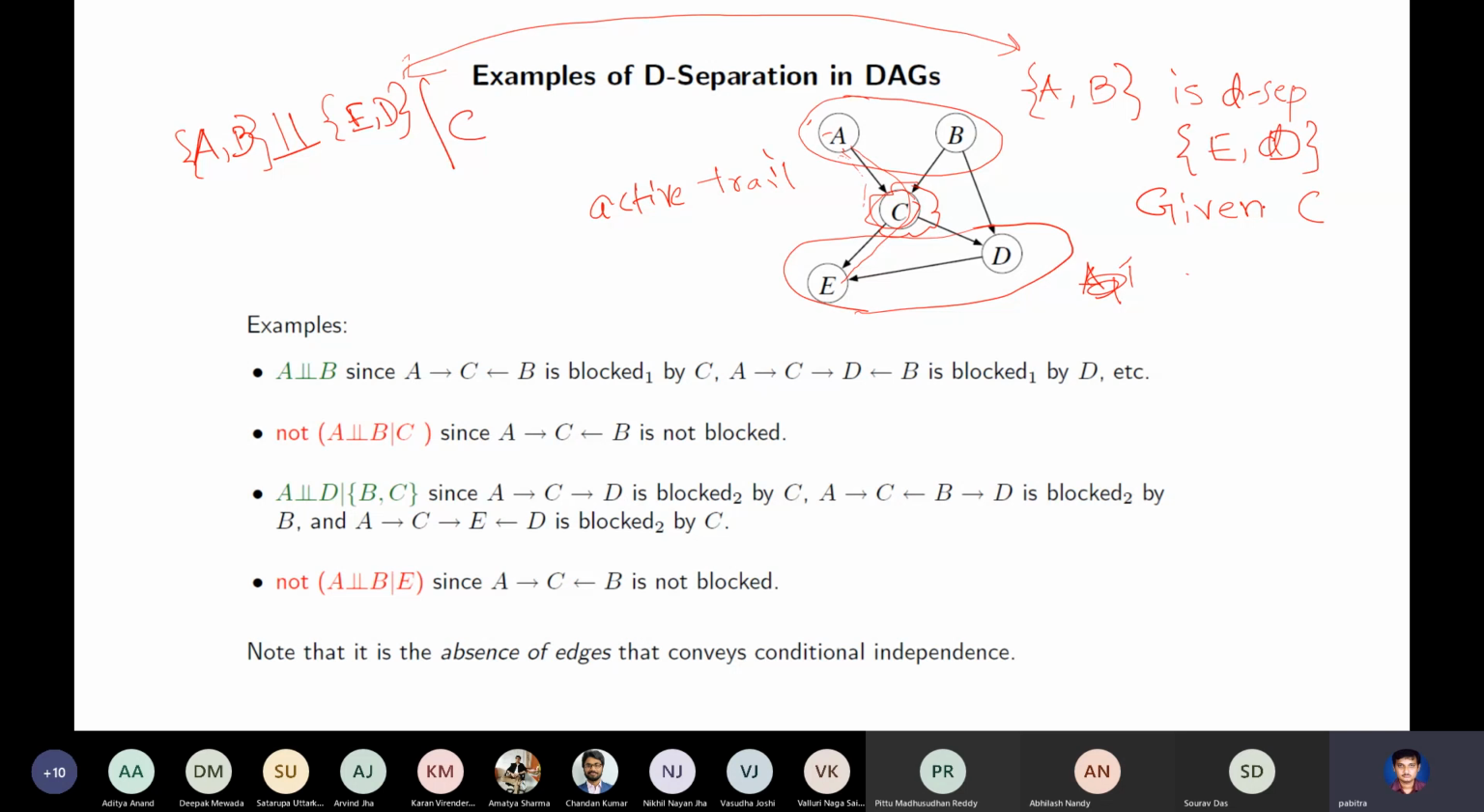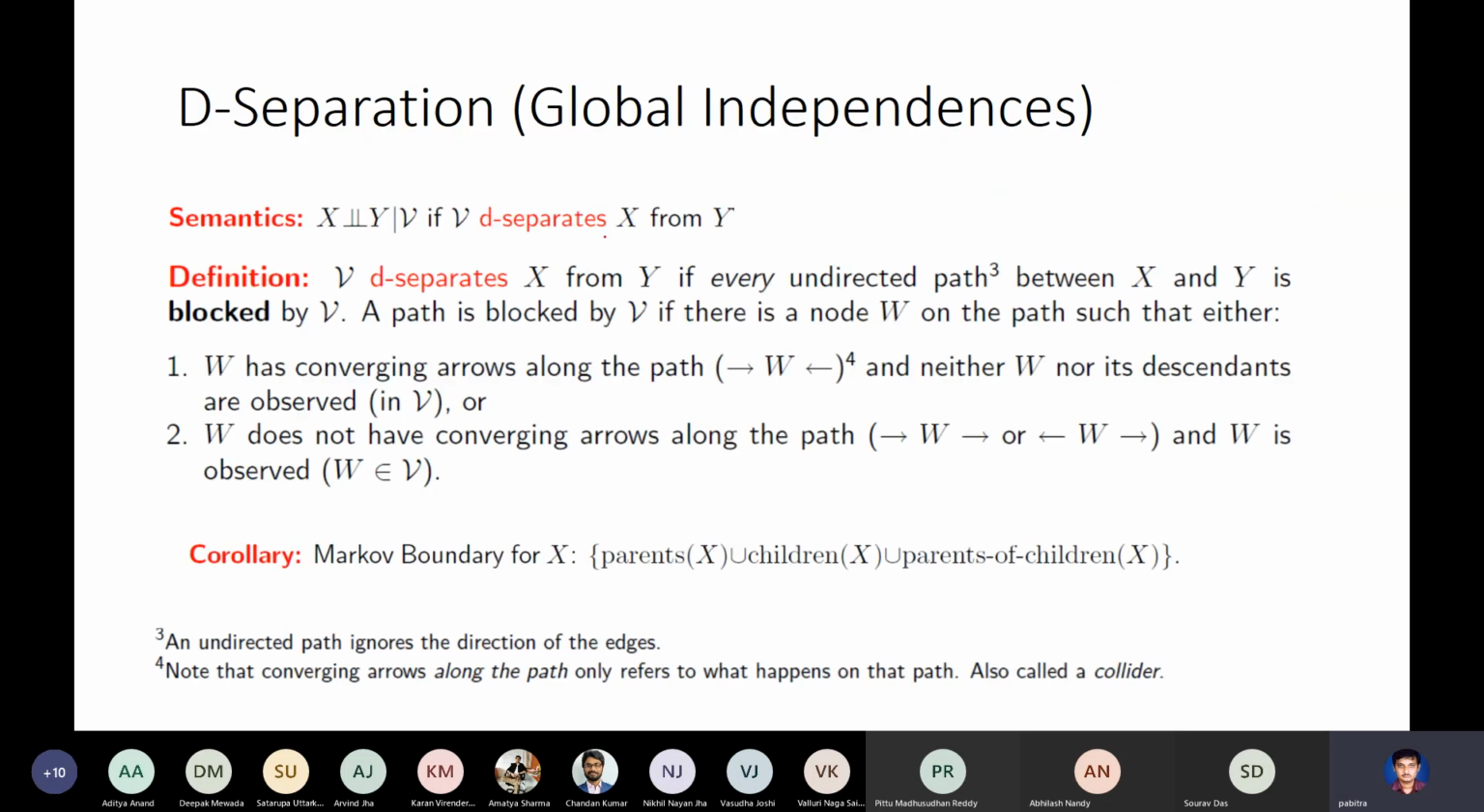On the other hand, if it is a V structure, this is the definition. If we have a non-V structure, which is either this cascade or this evidential, and W is observed, then that particular trail is blocked. And if it is a V structure and neither W nor any of its descendants are observed, then it is also blocked. It is a blocked structure if you have not observed it.